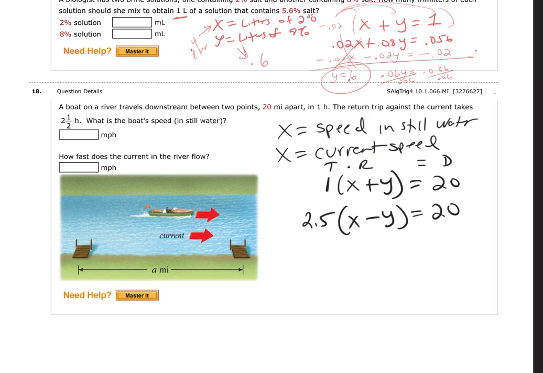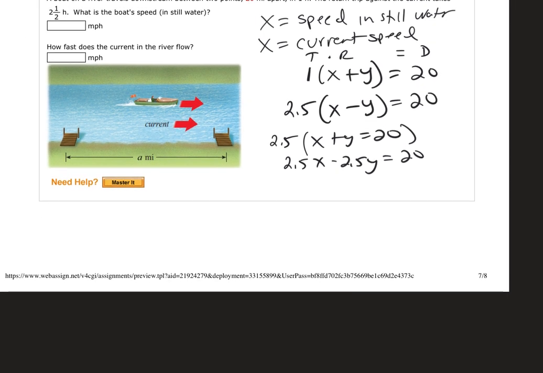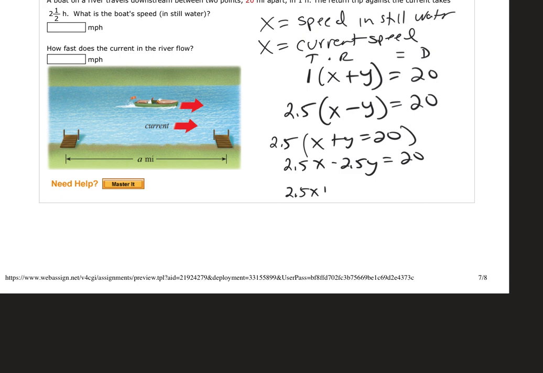So if I distribute my 1, I have x plus y equals 20. And if I distribute the 2.5 for the return trip, I have 2.5x minus 2.5y equals 20. And I'm going to multiply this whole top by 2.5 so that I can cancel out y's. So I have 2.5x plus 2.5y equals 50 on top, 2.5x minus 2.5y equals 20 on bottom.